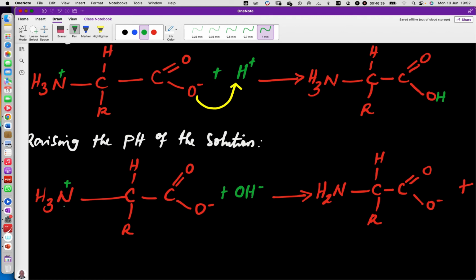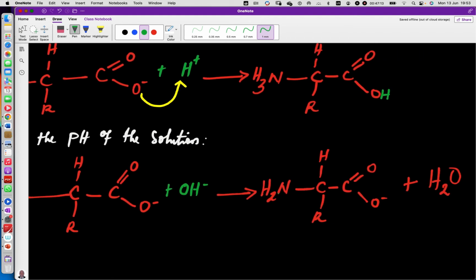Once more, if the pH is raised by adding a base, that's the OH, to the solution, this group here is going to do what? It will donate a proton, a hydrogen ion from here, to the OH group, to the base. And when it donates the hydrogen ion to the base, what is formed? A molecule of water is formed.